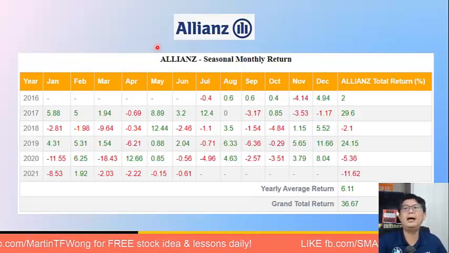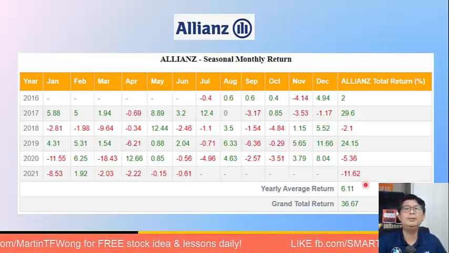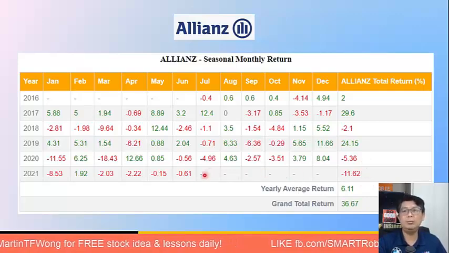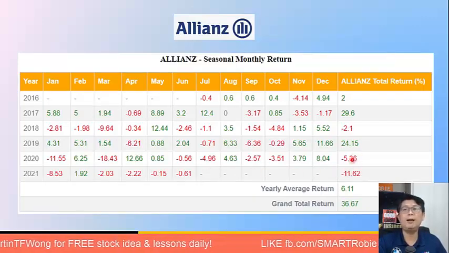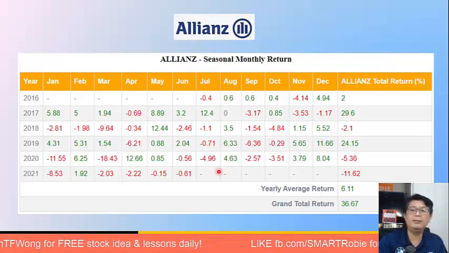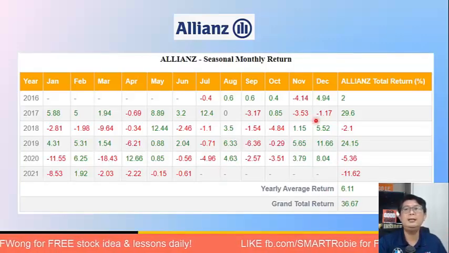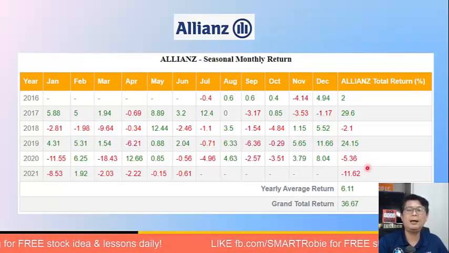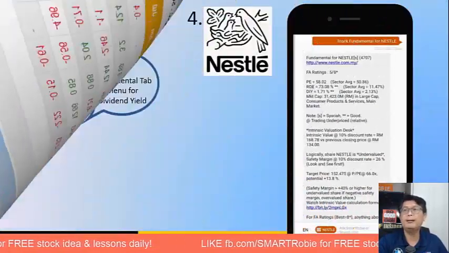Okay, so you look from here, Allianz has a yearly return of 6% and a grand total of 36%. Right now, Allianz is down 11% from 2020 in here, but I think for the year end, it will have a potential to even up to about 5% in here. So you're buying now at the right price. So this is again important information for you to decide. With the exception of 2020, the price was down. 2021 price was down. Okay.